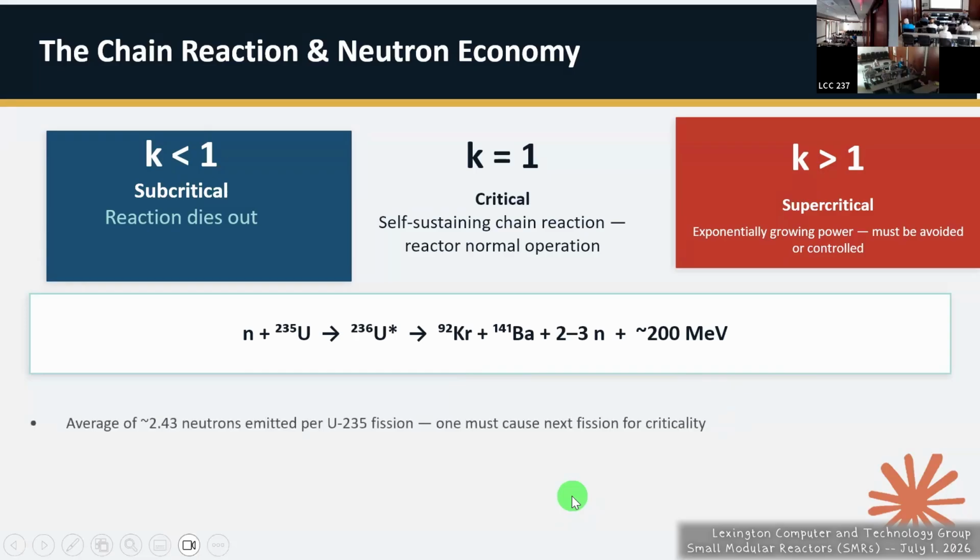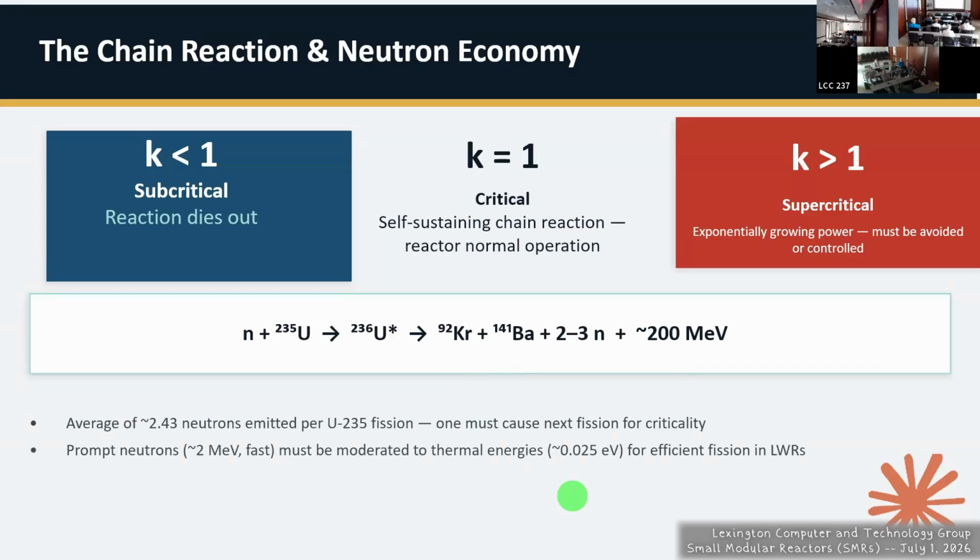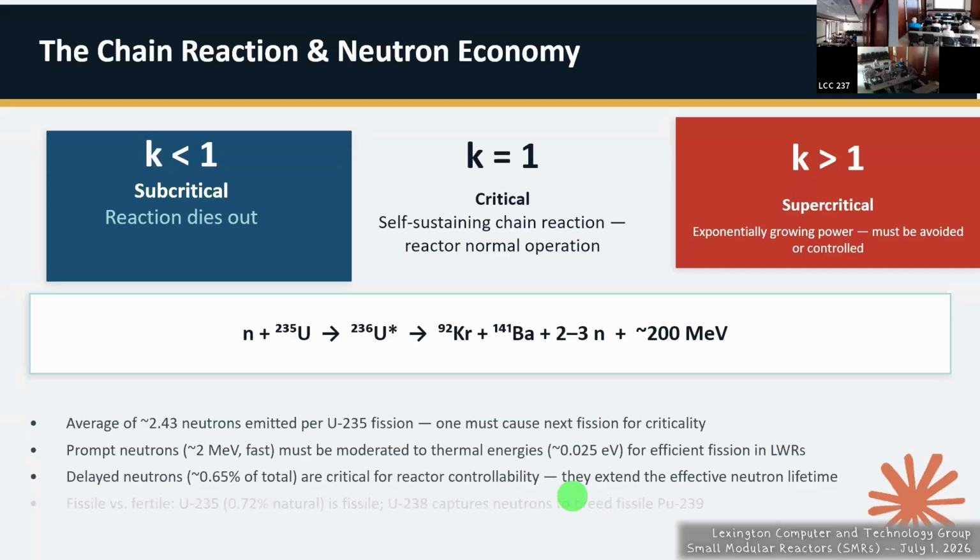So the average of 2.43 neutrons emitted per U-235 fission. And one must cause the next fission for criticality. Prompt means fast. Prompt neutrons have 200 million electron volts, but they have to be slowed down to thermal energies of 0.025 electron volts for efficient use in light water reactors. So you got to slow them down a lot. So we have two terms to remember: delayed neutrons or slow neutrons, which is only 0.65% of the total neutrons released, are critical for reactor controllability, and they extend, and we talked about the effective neutron lifetime.